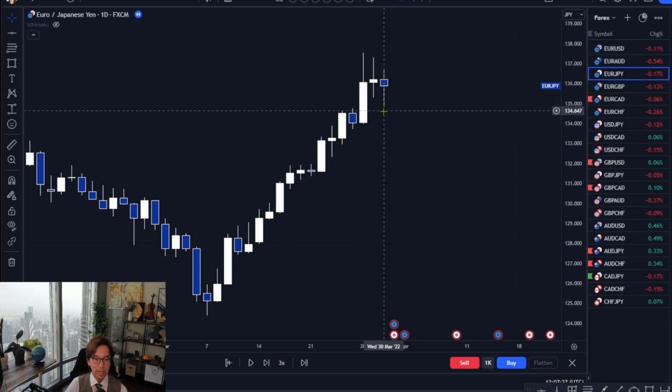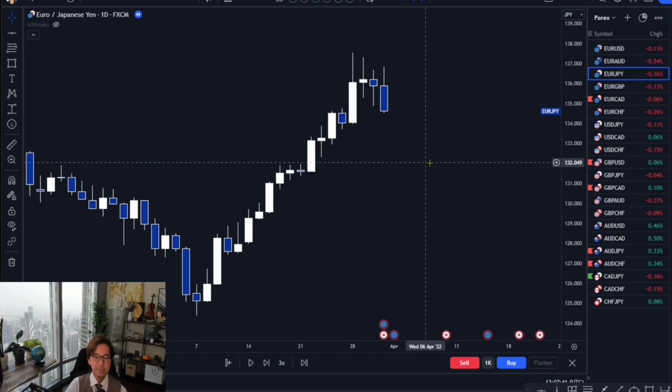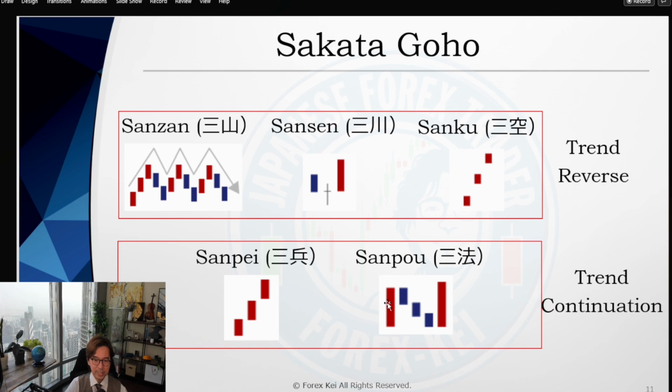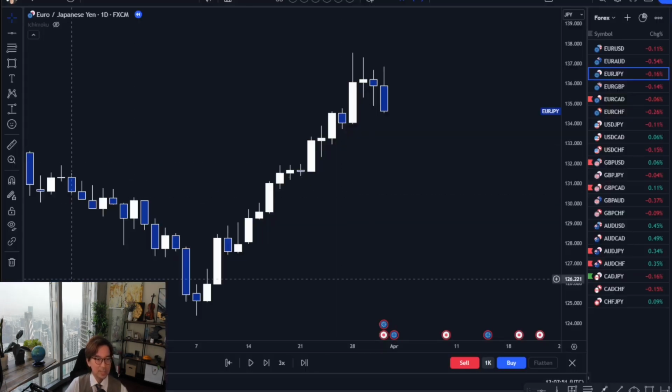Okay, now inside still. So the market might continue to be bullish. Okay, another inside. So this one is now really looking like a sample. So let's see if it breaks bullish. But if this pattern breaks bearish, then the downtrend may continue also. This is another variation of the sample. So this is an applied version of Sakata Goho in the live market.